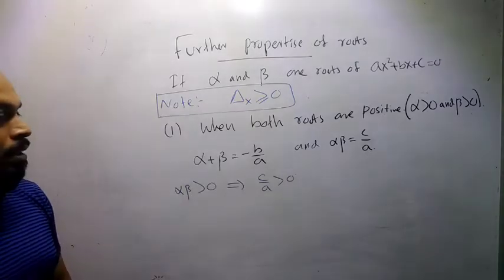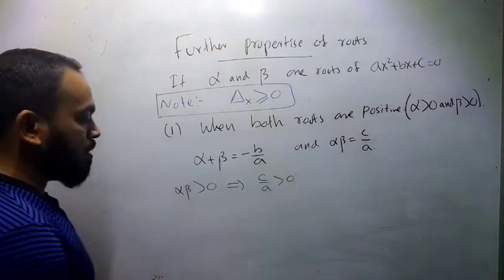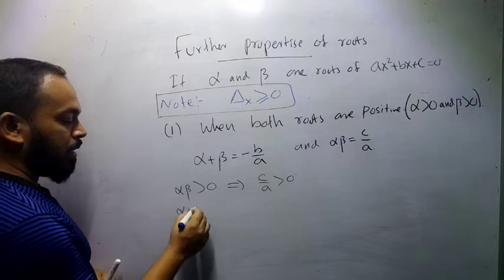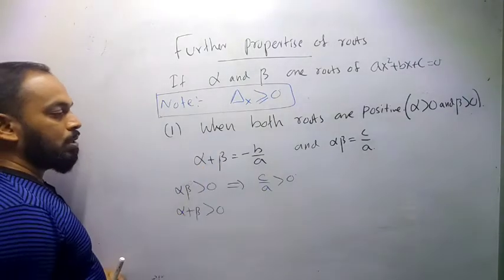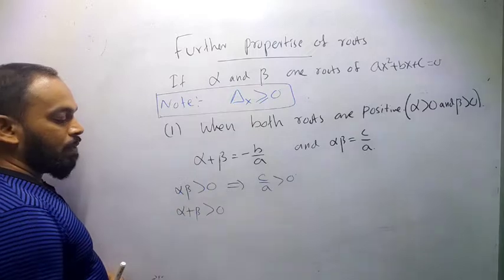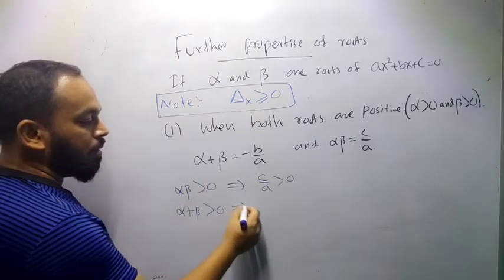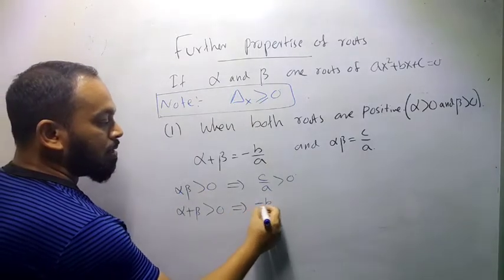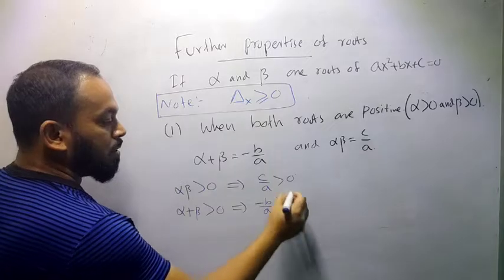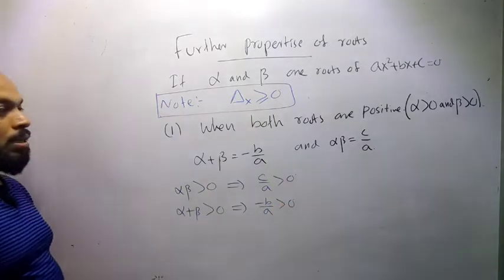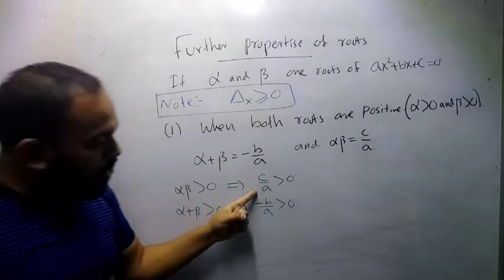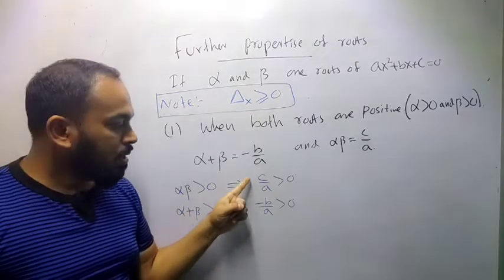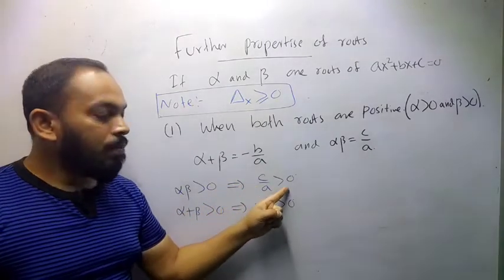Okay. Next, alpha plus beta. Alpha plus beta must be positive. Why? We just add two positive numbers. In that case, alpha plus beta must be positive. In this case, minus b over a must be positive. Minus b over a must be positive. So we have a quotient. C over a is positive.